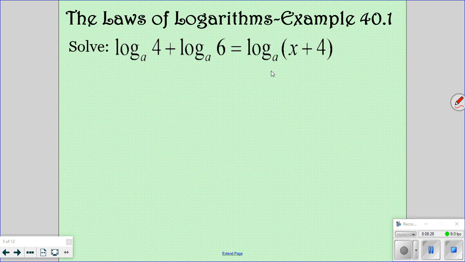So this is the first example. So we have a plus sign here. So since there is a plus sign, that means that we can combine these into one by taking the 4 and the 6 and multiplying them together. So 4 times 6 would give you 24.